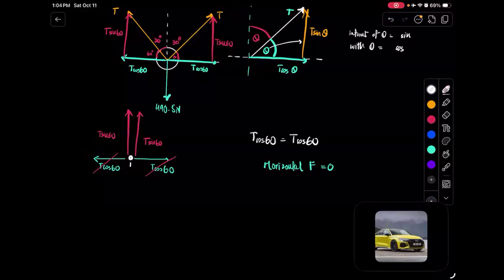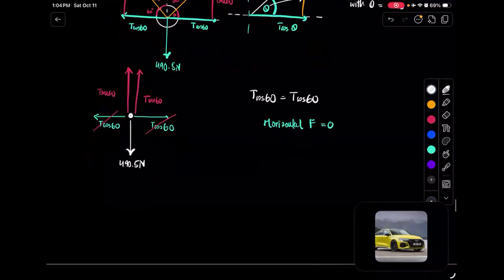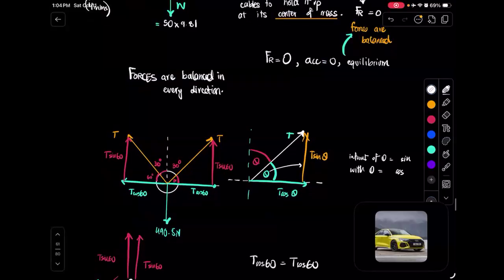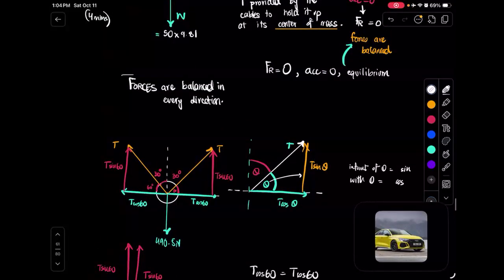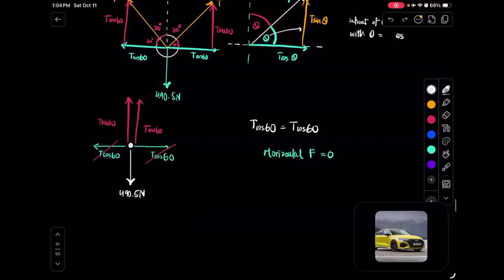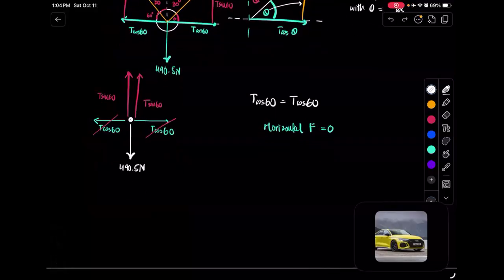Now, I've only got one other force, which is the weight, which was 490.5 Newton. I simply just have to take the resultant of them. So do I know that the forces are balanced, right? The forces are balanced in every direction. So that must mean that t sine 60 plus t sine 60 should equal 490.5 Newton. Why? Because the vertical forces are also balanced. Vertical forces are balanced. So that's how you can equate them.